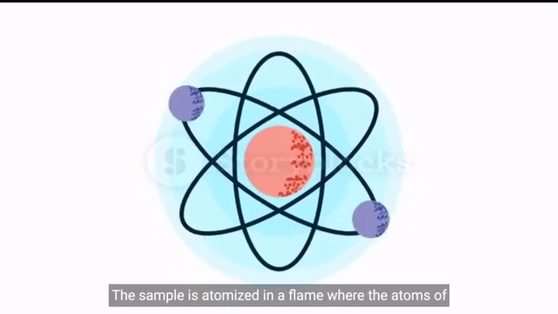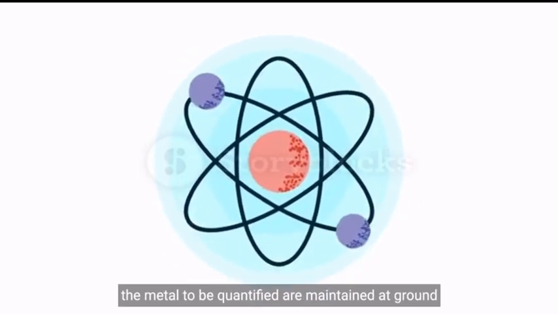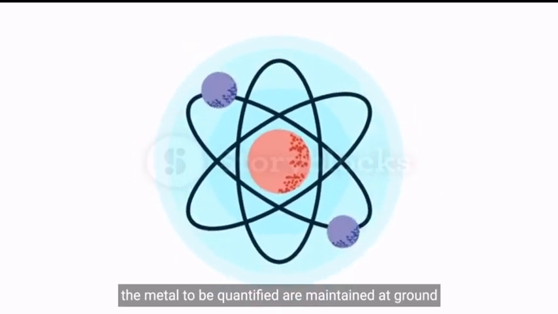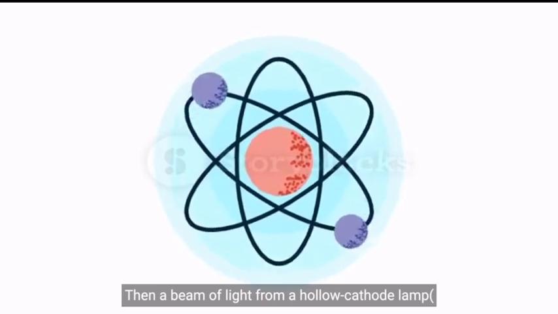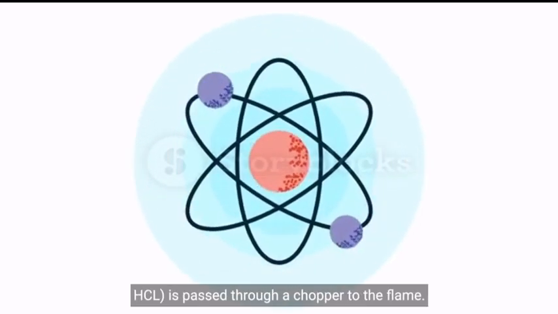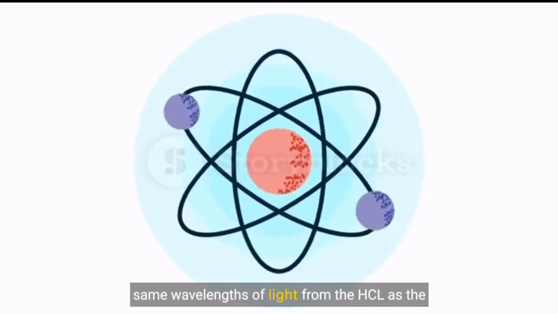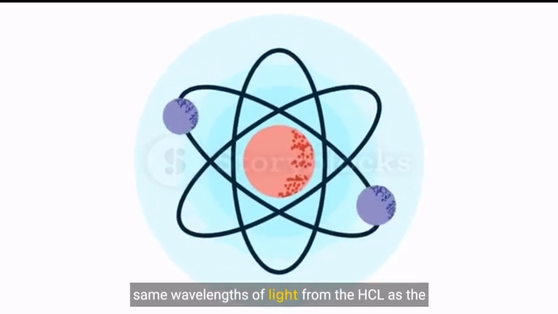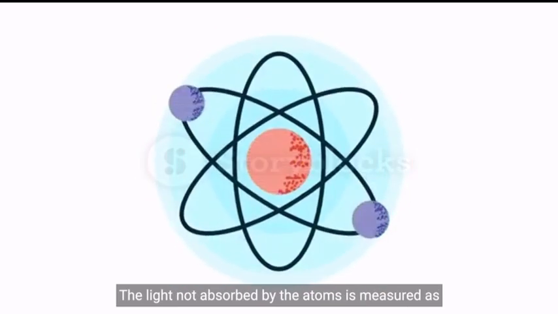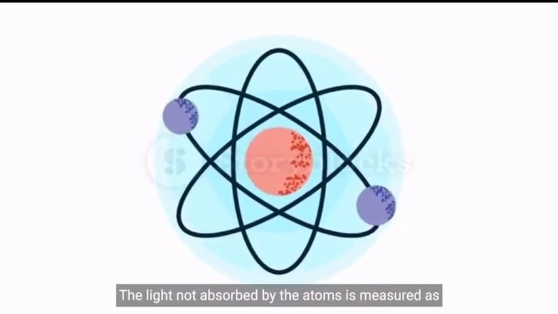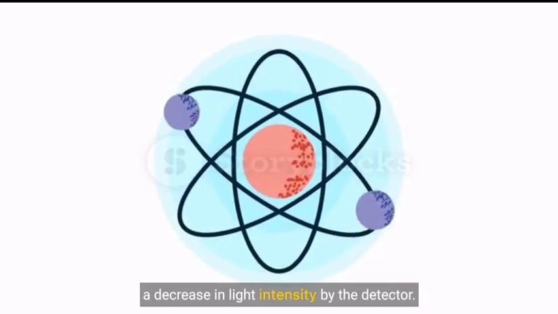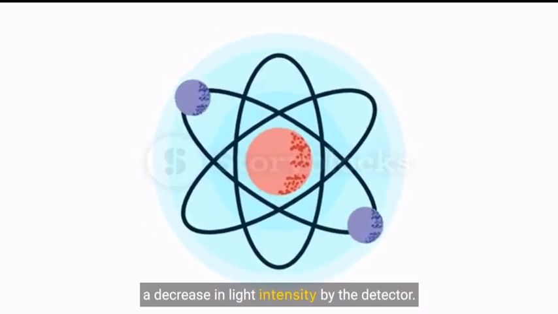The sample is atomized in a flame where the atoms of the metal to be quantified are maintained at ground state. Then, a beam of light from a hollow-cathode lamp, HCL, is passed through a chopper to the flame. The ground state atoms in the flame absorb the same wavelengths of light from the HCL as the atoms emit when excited. The light not absorbed by the atoms is measured as a decrease in light intensity by the detector.